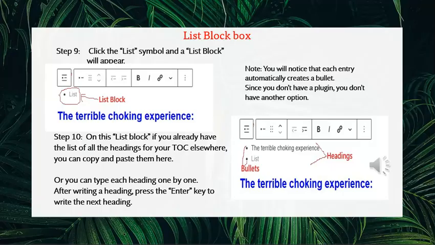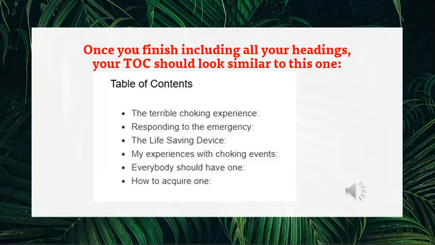Note, you will notice that each entry automatically creates a bullet. Since you don't have a plugin, you don't have another option. Once you finish including all your headings, your TOC should look similar to this one. My example TOC.